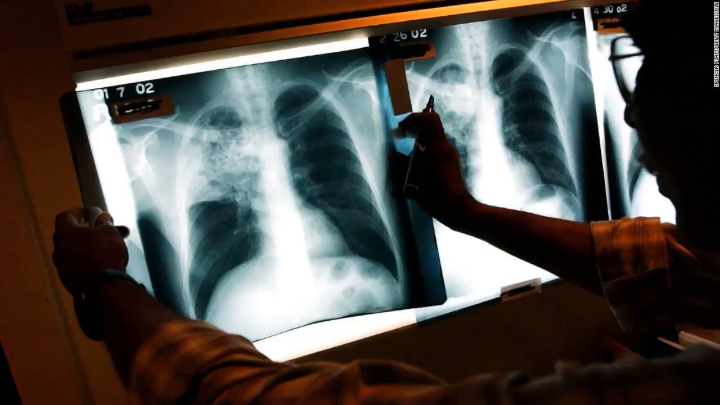Tuberculosis, TB, fast facts. Here's a look at some information on tuberculosis, also known as TB, an infection caused by a bacterium called Mycobacterium tuberculosis that usually affects the lungs. It can also infect other parts of the body including the kidneys, spine and brain.